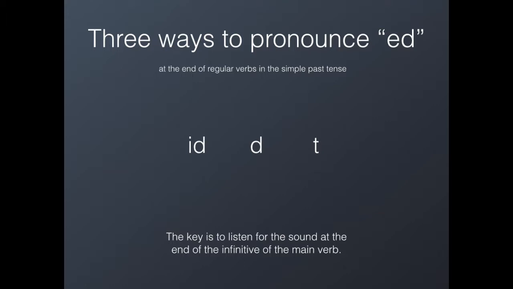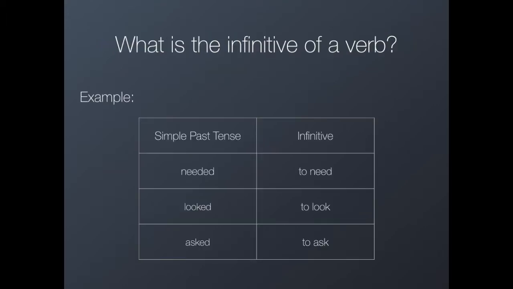Id, d, and t. Now, the way we work out which sound to say is by paying attention to the end of the infinitive. Now, what's the infinitive? Well, here we have it. On the left, we have the simple past tense. And on the right, we have the infinitive. The infinitive is the base verb with the word to in front of it. The combination of the word to and the base verb create what we call an infinitive verb.